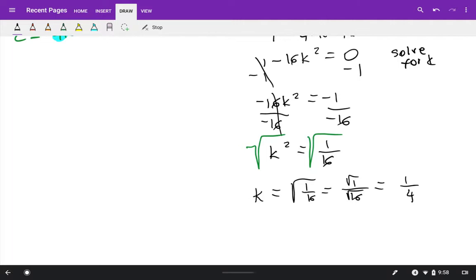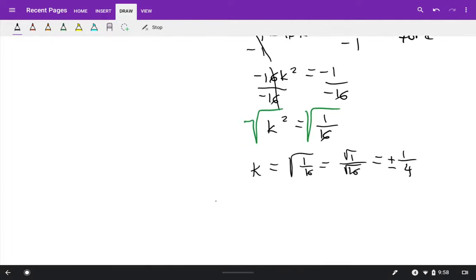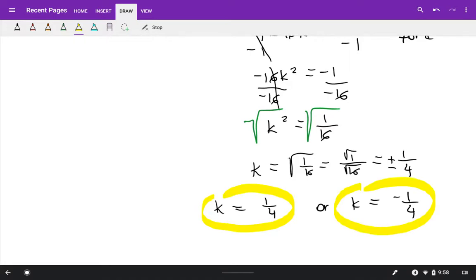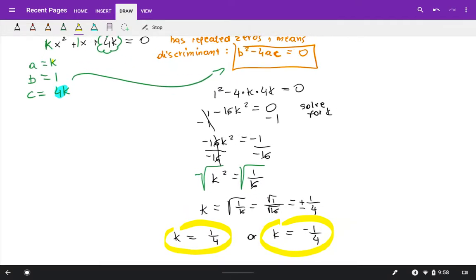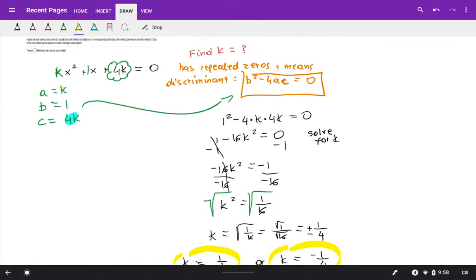Since when you take the square root, you're always getting two solutions, positive and negative, we have two solutions here. k is equal to 1 over 4, or k is equal to negative 1 over 4. So in my MATLAB you will have to enter two solutions: that coefficient k can be positive 1 over 4 or negative 1 over 4.